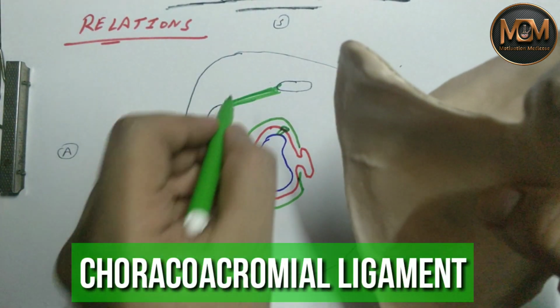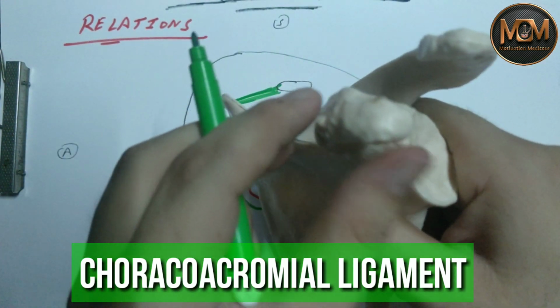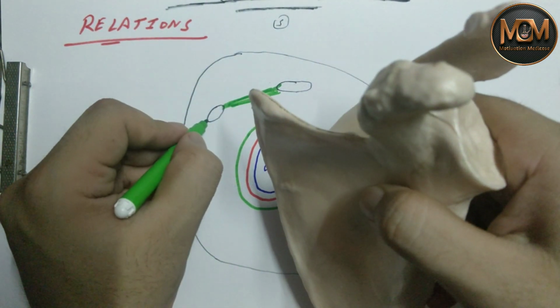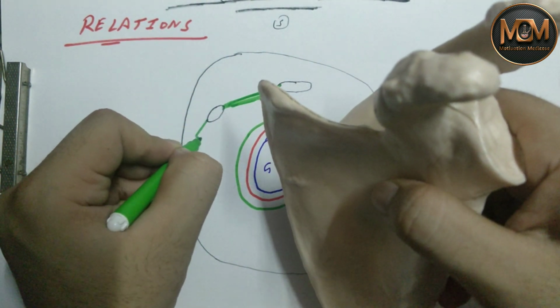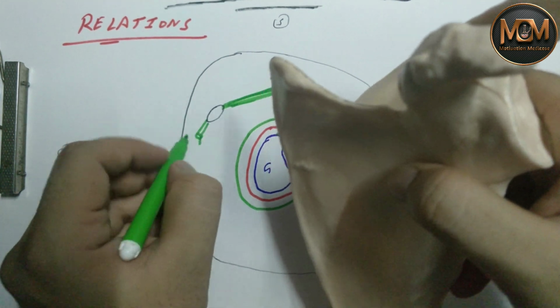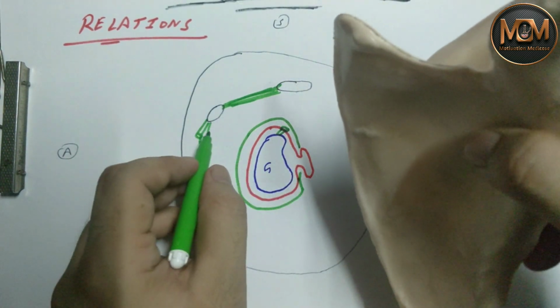This is the coracoacromial ligament, and you know that from the coracoid process there is attachment of two muscles, one is the coracobrachialis, and the other is the short head of the biceps. See, this is the long head of biceps, and this is the short head of biceps present.